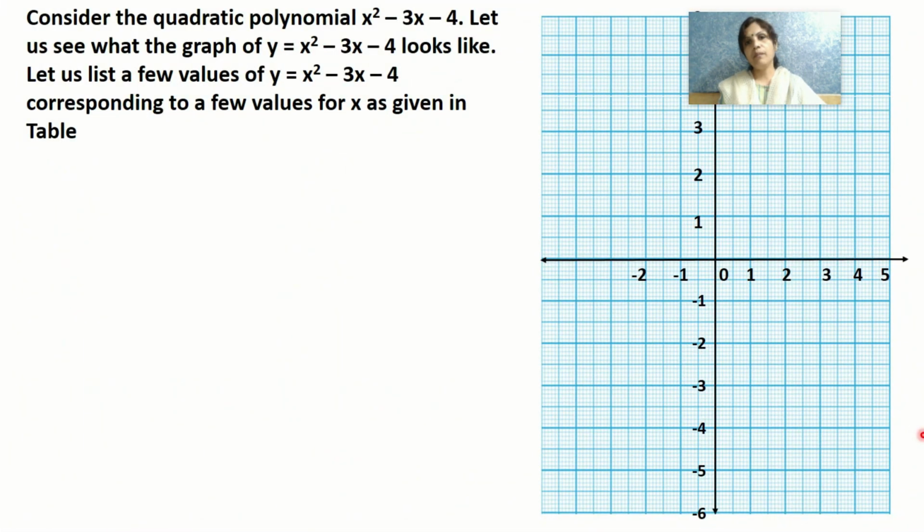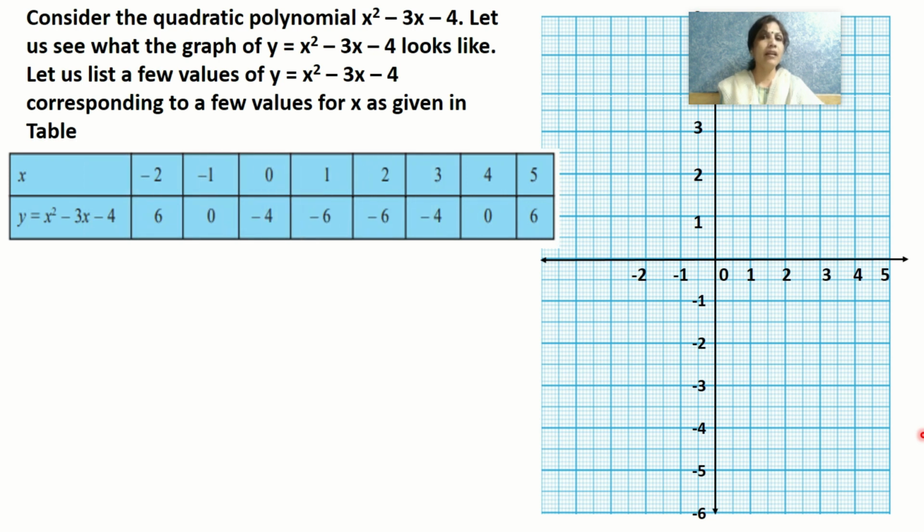Now let's consider a quadratic polynomial. And you all are aware that a quadratic polynomial is a polynomial wherein the highest power of the variable is 2. So we have considered a polynomial as x square minus 3x minus 4. Let us see what the graph of y is equal to x square minus 3x minus 4 looks like. So let us find out some values of y corresponding to a few values for x as given in the table. In short, we will again draw a table for finding the coordinates because we have to draw the graph for the given quadratic polynomial. So the table will be like this. We have written the values for x there, and those values of x we have to substitute into the given polynomial, that is y is equal to x square minus 3x minus 4.